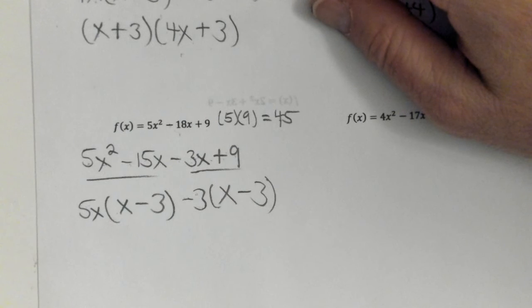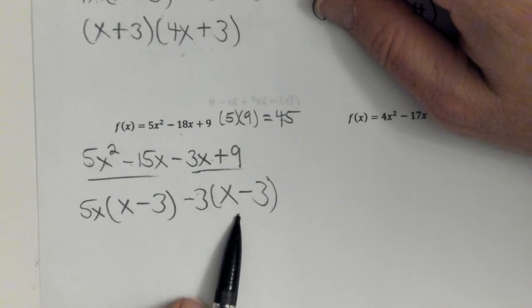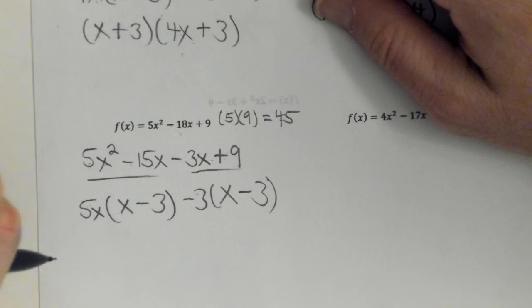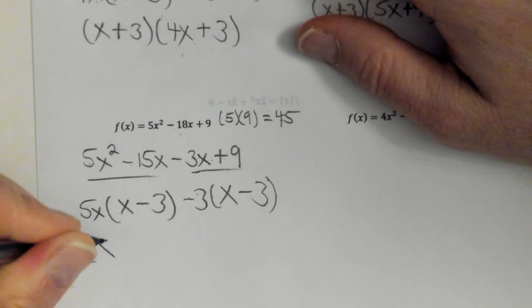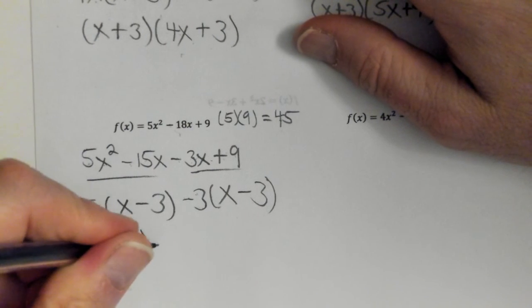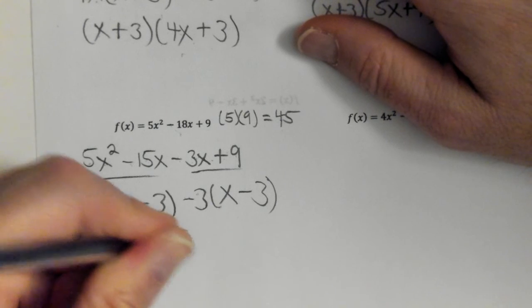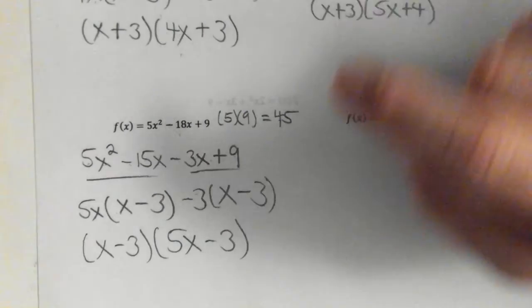And notice, remember, the main thing that you want to happen after you factor this out is these parentheses to match. And they do, because now I can factor that x minus 3 out of there. And it'll look like this, x minus 3, close it off, and then in the parentheses that's left is 5x minus 3, and we've got it.